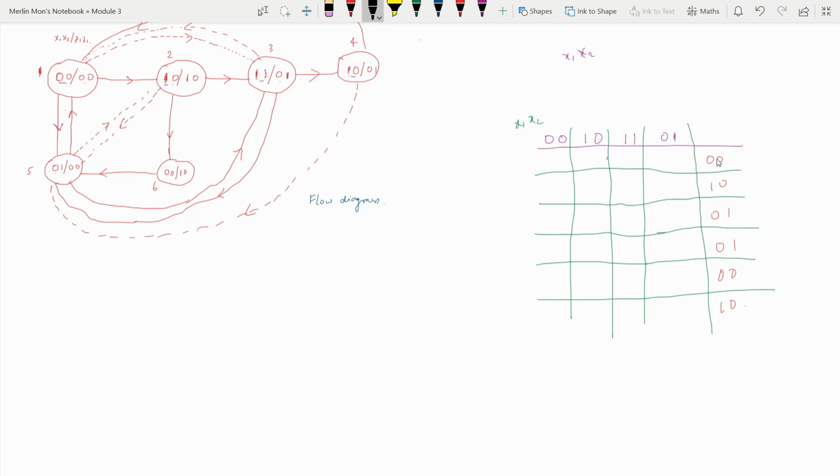So 0 0 0 0, this is state 1. Then next is 1 0 0 0. What is that state? Just look at this table. When 1 0 means the danger signal has arrived and the output is still 0 0, so this is an intermediate state. There is always a delay for the siren to be activated.